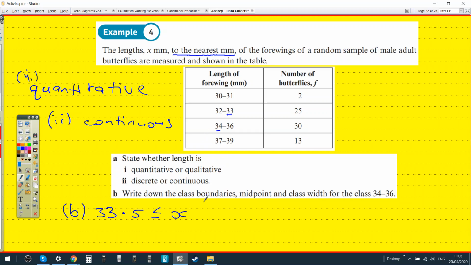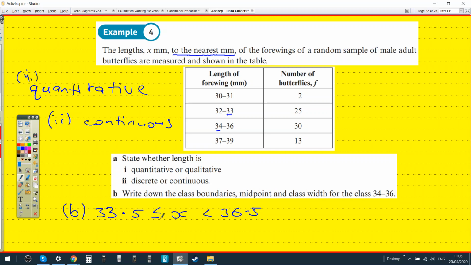So x is between that. I'm just calling it this x. And what's the upper bound for this group? Oh, will it be like 36.5? Yes, 36.5. And you would have to do that for each group for some questions.